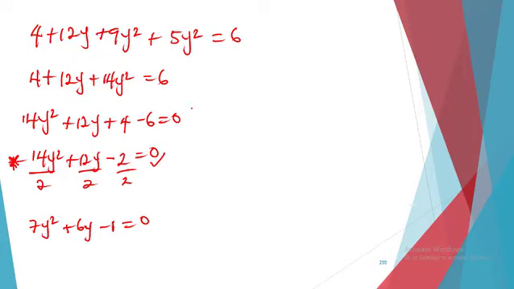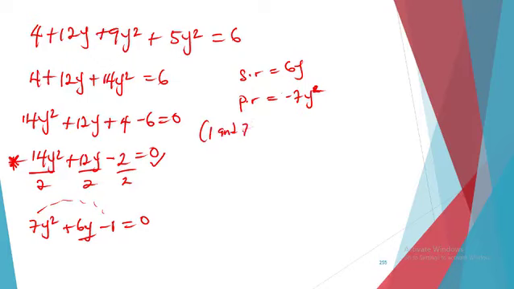So let us solve this using the factorization method. Our sum of roots is 6y, and our product of roots is the first term times the last term, which is minus 7y squared. So what are the products of 7, 1 and what? And 7.